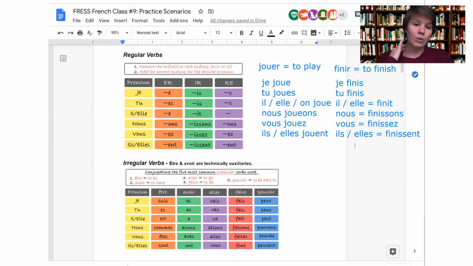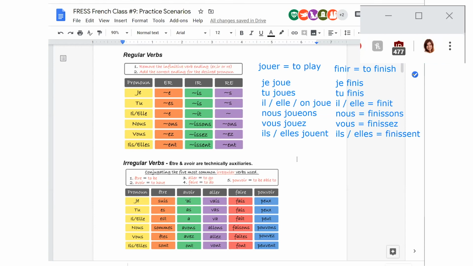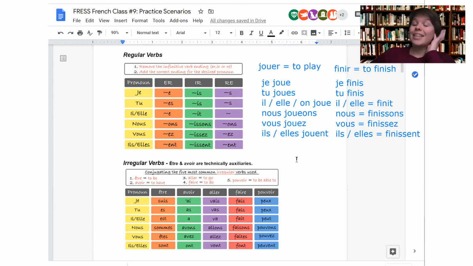And the last one, the third group, there's quite a lot of them, ends with the termination RE. Okay. Does anybody know of a verb that ends in RE? Faire? Faire, yes, it does. But this is actually an irregular verb. Faire is an irregular verb. I will take you through that one.